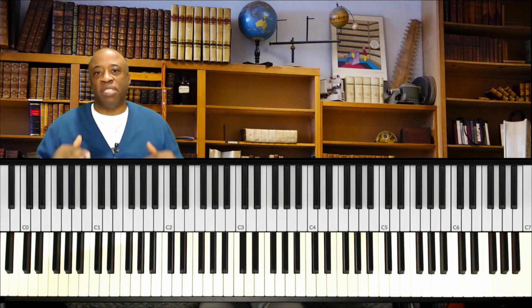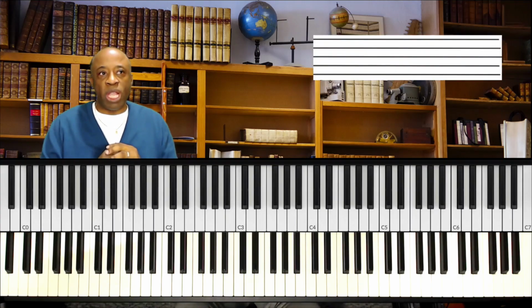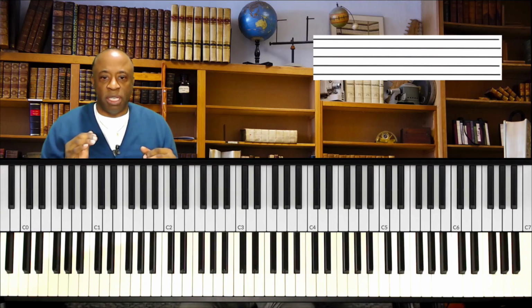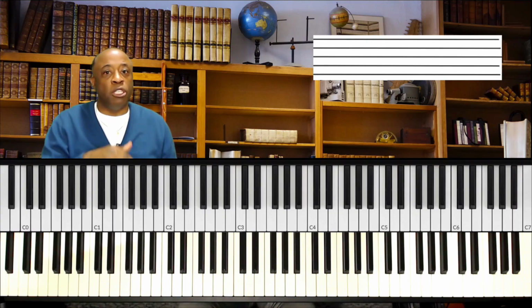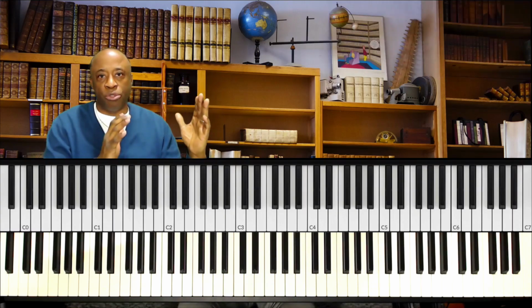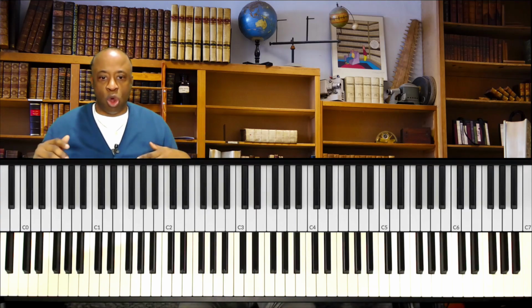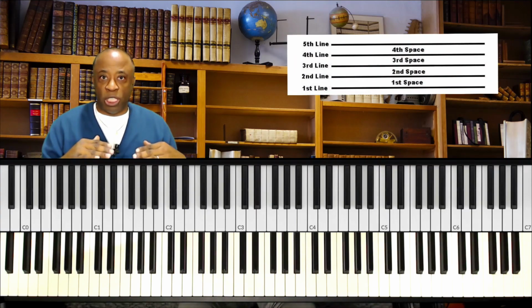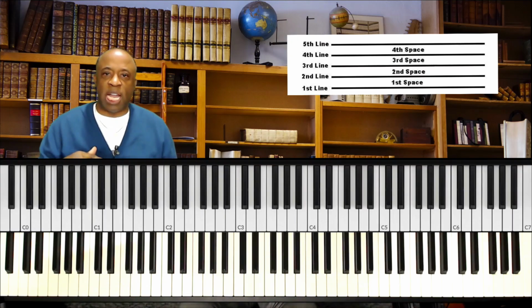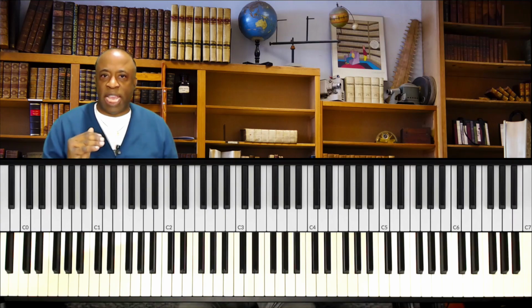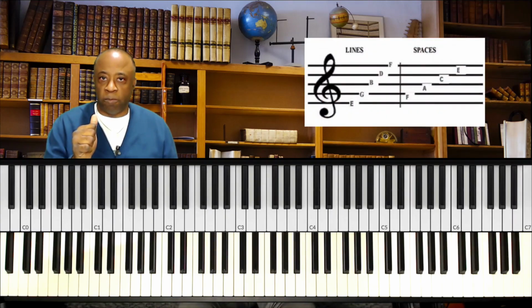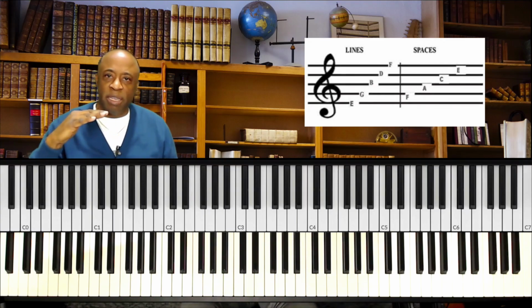So we have a staff. A staff is 5 lines and 4 spaces between the lines. Music is read from the bottom to the top and from left to right. The first line is the one on the bottom, and it carries the name E. The second line carries the name G.